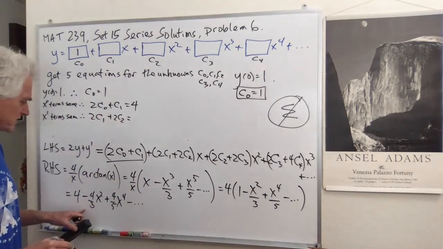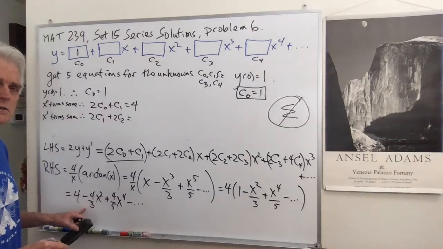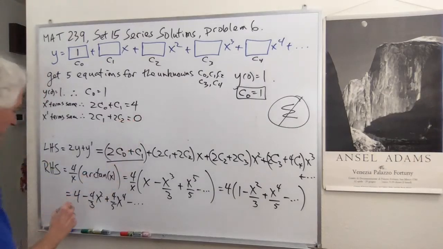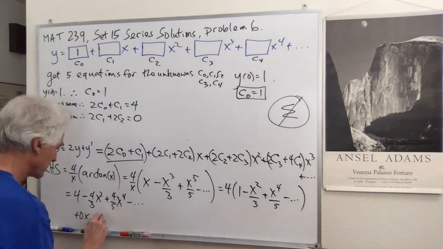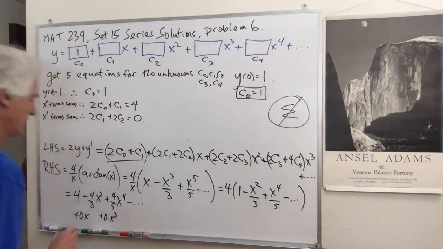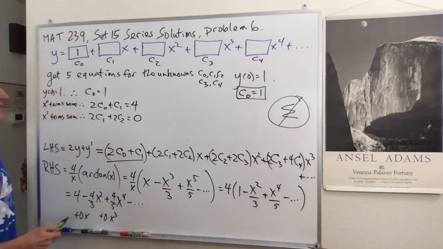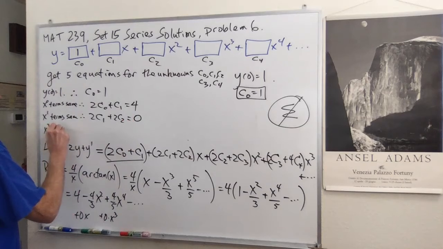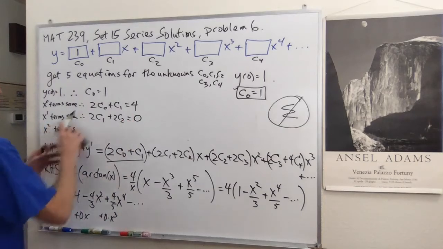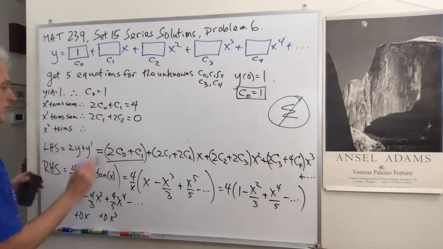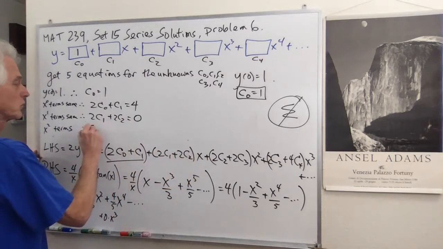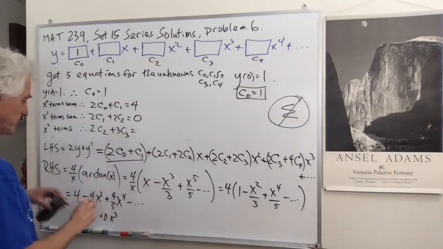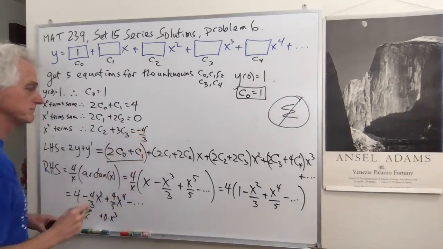I don't see an x term here. What does that mean? That means this is 0, right? Because this is really plus 0 times x plus 0 times x cubed, etc. The terms I don't see mean the coefficient is 0. Okay? And then we have the x squared terms equal. That means I get 2C2 plus 3C3. That's the coefficient of x squared. That's minus 4/3.